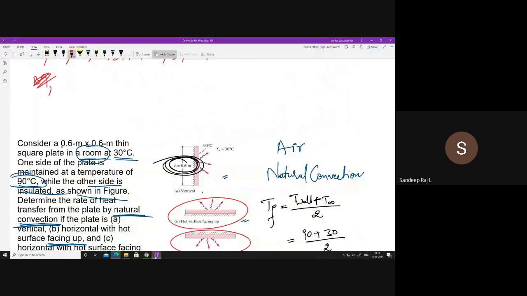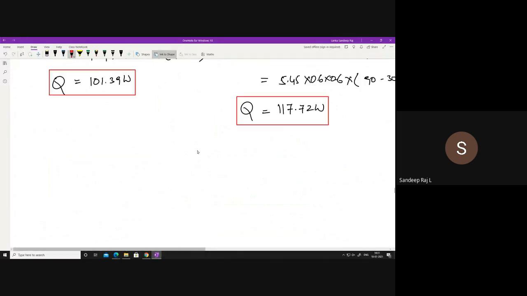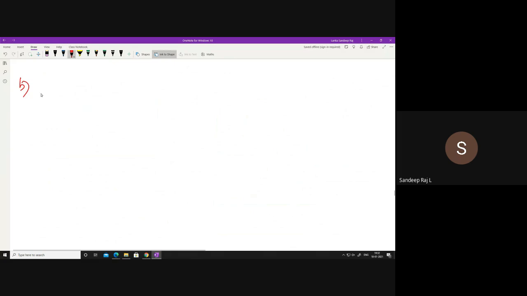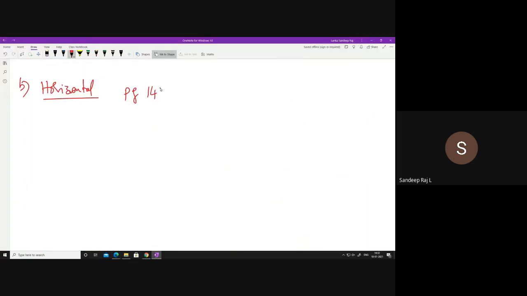So what to do in case of horizontal, question number B? What is this page number? Refer to the page number. It is 144, 2.1.1. So if you look there, the L is given as area by perimeter.